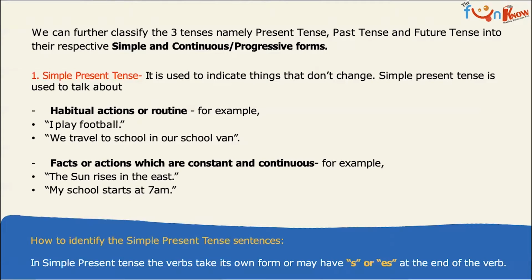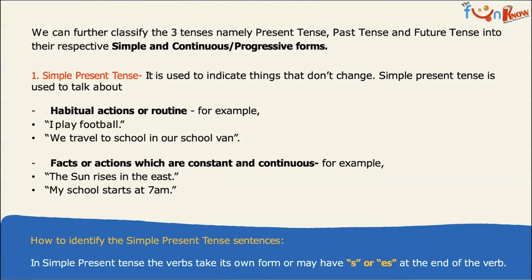For example, I play football. We travel to school in our school van. Facts or actions which are constant and continuous. For example, the sun rises in the east. My school starts at 7 a.m.